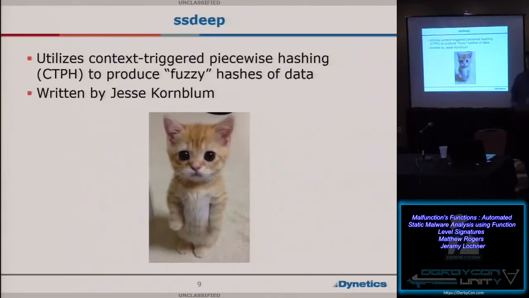We use a program called SSDeep to utilize context-triggered piecewise hashing, which produces the so-called fuzzy hash, which makes it so that a small change in input equals a small change in output. It was written by a guy named Jesse Kornblum. He's written a number of forensics tools, most notably tools like Foremost.